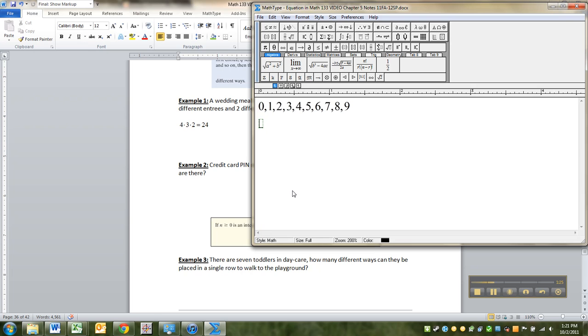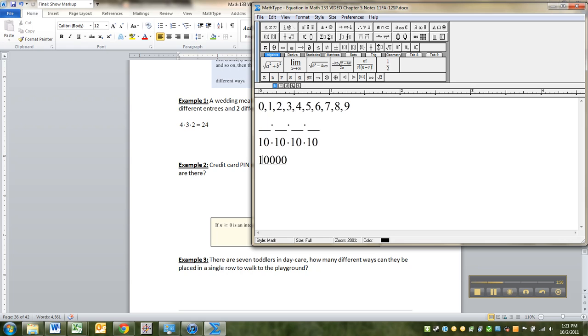So for the first, let me put it this way. You have 4 slots you need to fill, right? So you need to fill the first slot, then the second slot, then the third slot, and then the fourth slot. So how many different options are there available? Well, it's 10 times 10 times 10 times 10.